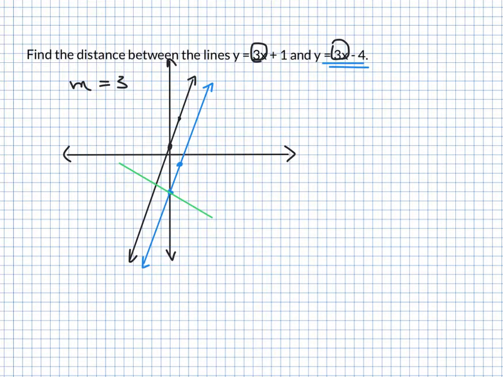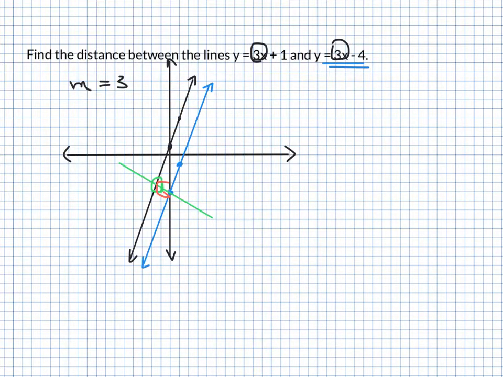So in order to find the distance, I need to find this point right here, the point of intersection between the perpendicular and the black line, which is the first equation, and I'd need to find the distance between those 2 points. So I'd need this distance right here. So how am I going to do that?